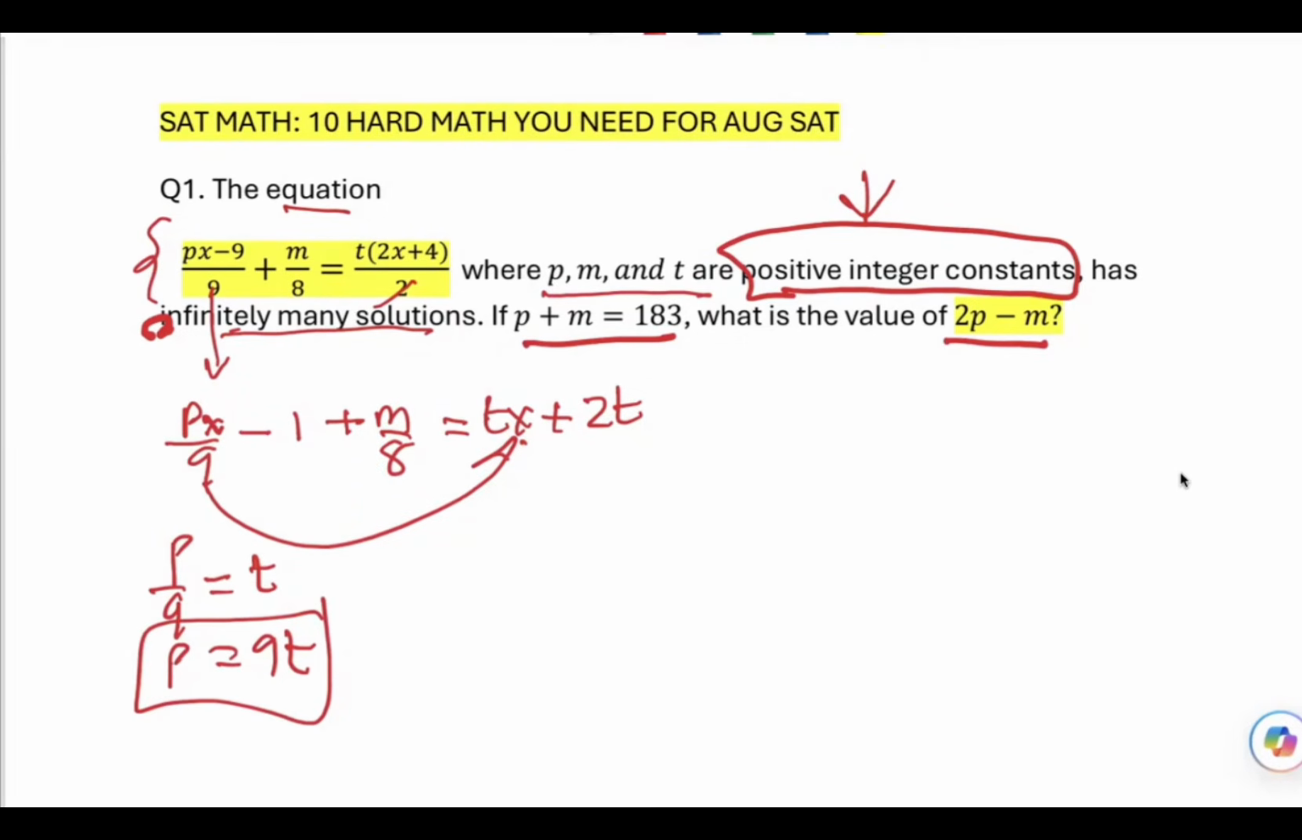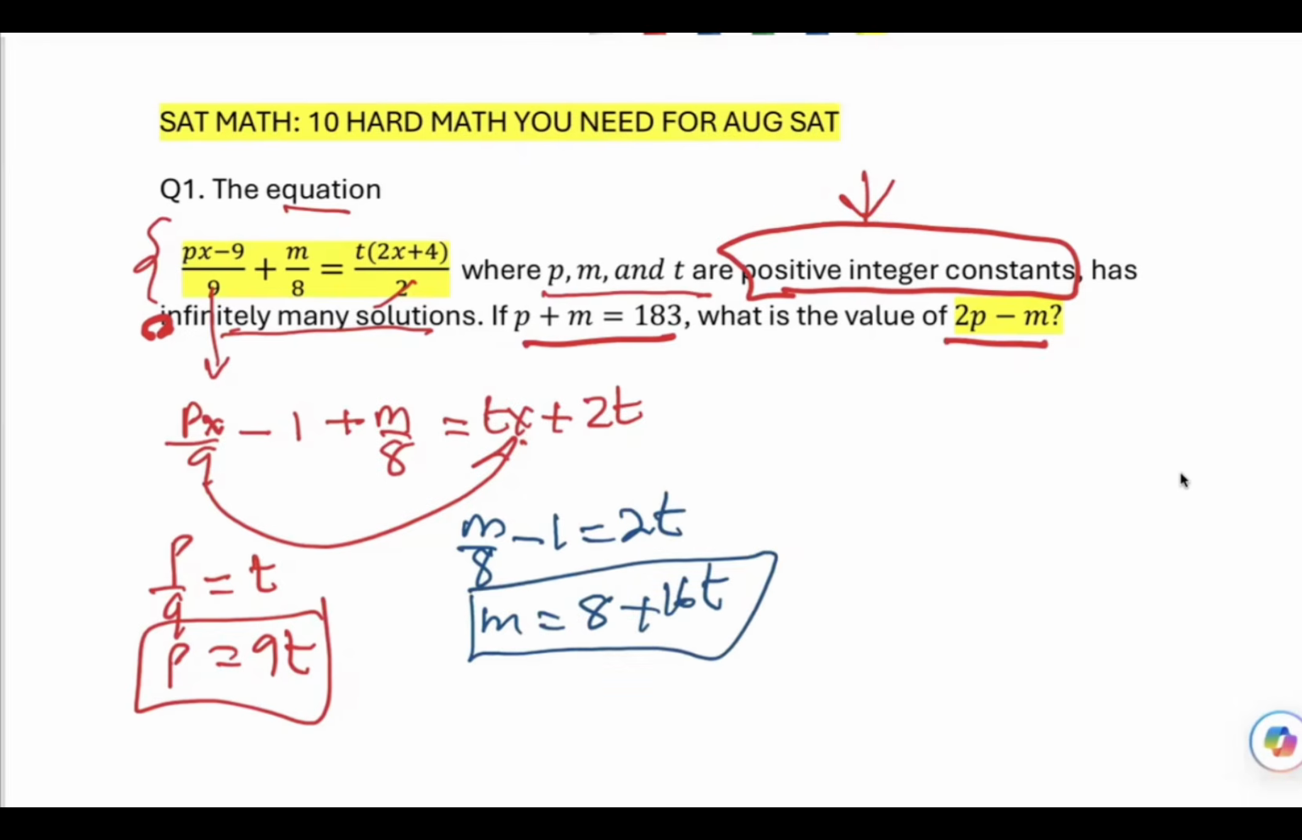The second equation, m over 8 minus 1 is equal to 2t. Do the same thing. Express the function in the form of m. M is equal to what? You have to multiply by 8, so m is equal to 8 plus 16t. This is the second expression. Now, they said m plus p. I have m plus p should be equal to this and that: 9t, 8, 16t. That means 8 plus 25t is equal to m plus p.